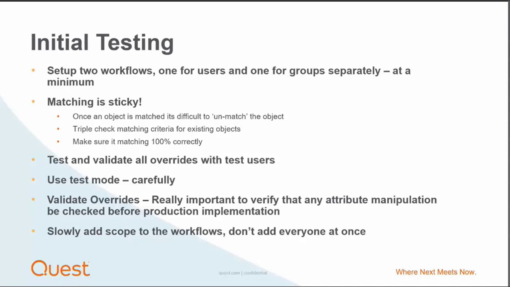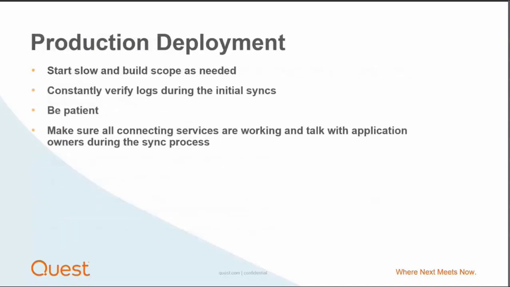And then once you get everything tested, once everything's validated, once everything's configured, then start slowly adding production users, production groups into the workflows. Make sure everything works. Make sure everything's looking as you expect it in the target environment before you just dump in the entire contents of that source environment.